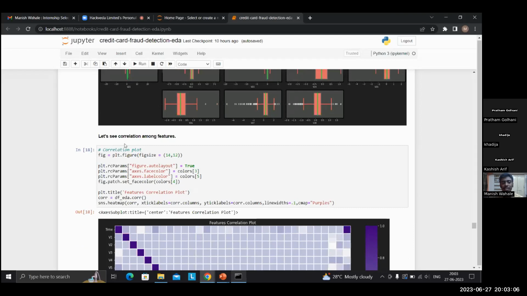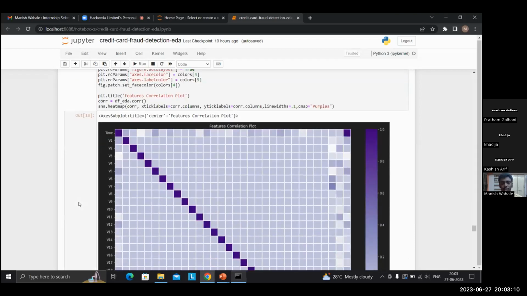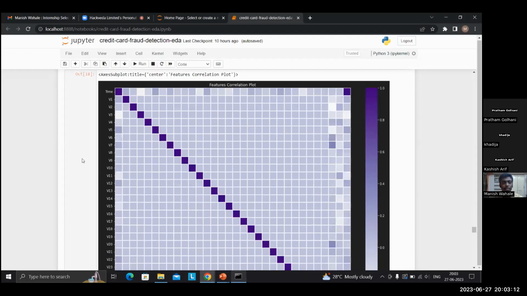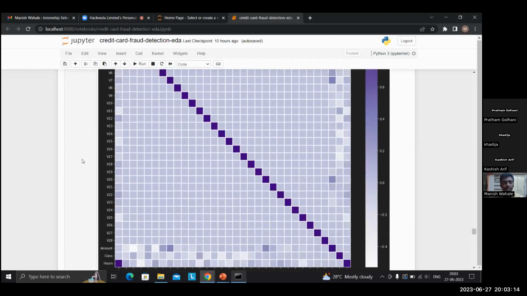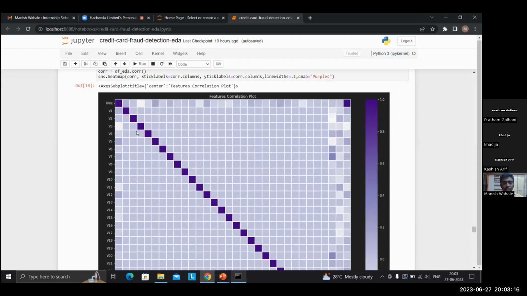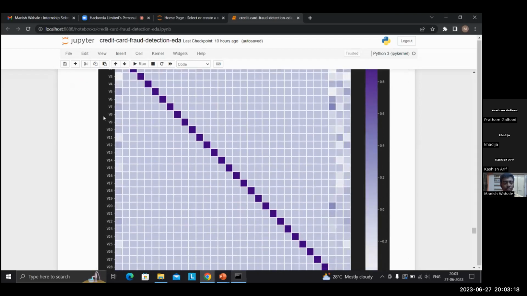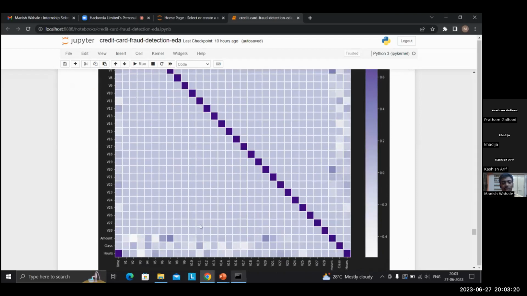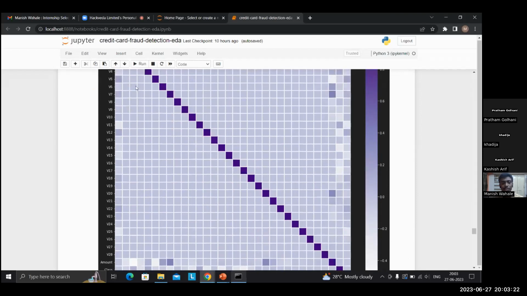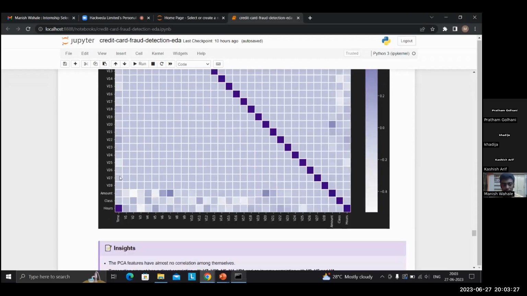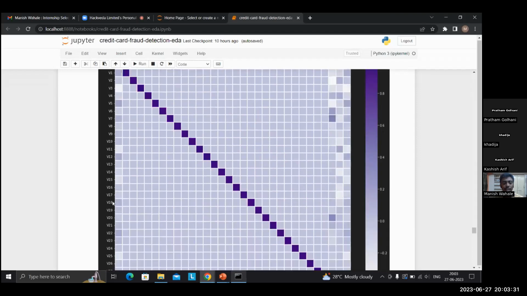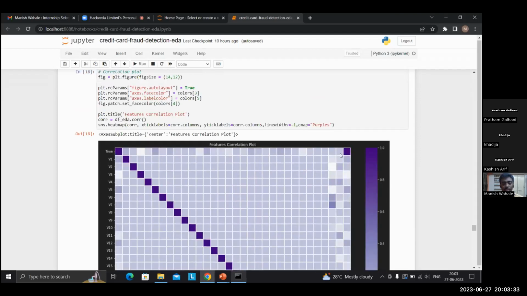So now let's see, is there some sort of correlation present in our features? I plotted a Pearson correlation plot. We can clearly see here that the PC features, that is V1 to V28, have almost no correlation. Here we can see the color is almost near 0. But the only correlation is among the amount, hours, class, and the time, class.